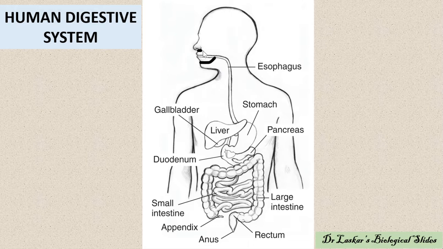Teeth are present in the upper jaw and in the lower jaw. An adult human being has 32 teeth, 16 in each jaw. That means 16 in the upper jaw and 16 in the lower jaw. They help in cutting, biting, scraping, crushing, tearing and grinding of food and prepare it for swallowing.